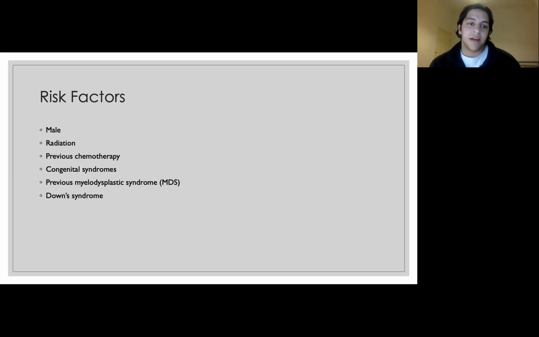Going over risk factors for leukemia: being male, radiation, so previous radiotherapy for things like breast cancer or other malignancies, previous chemotherapy, congenital syndromes, previous myelodysplastic syndrome, which we'll get onto in a little while, and Down syndrome. They're all risk factors to be aware of.